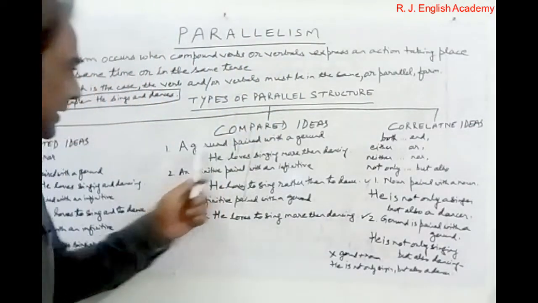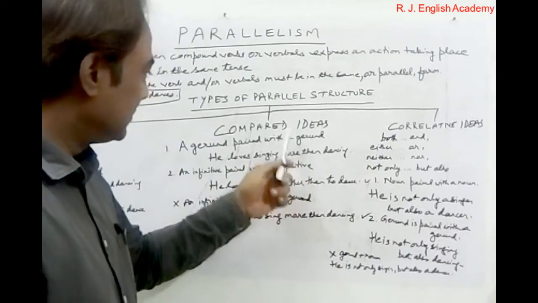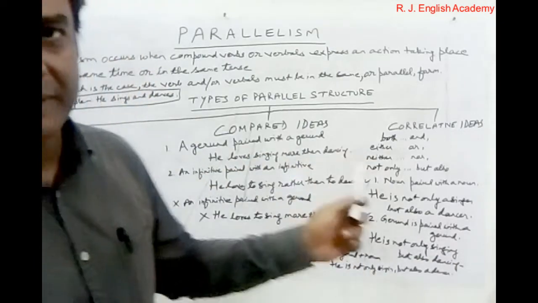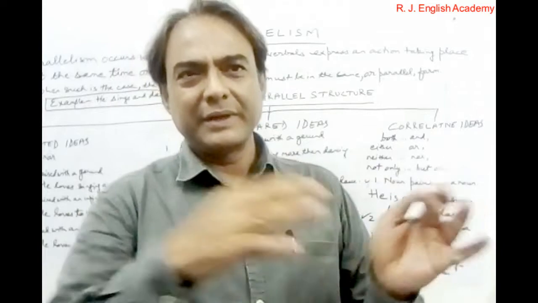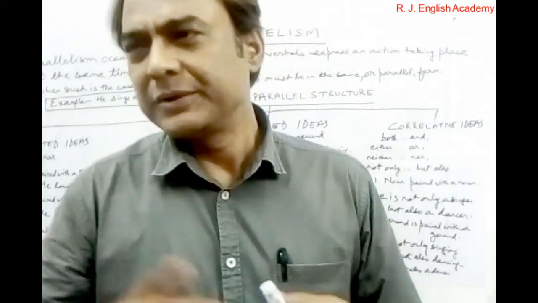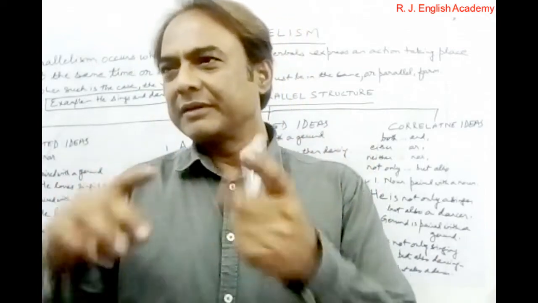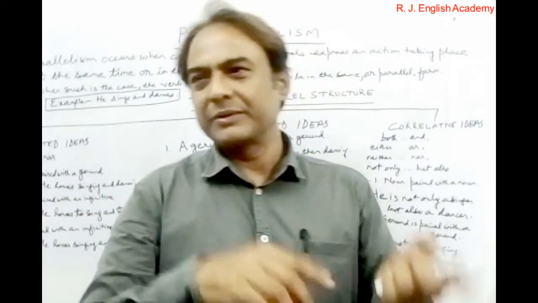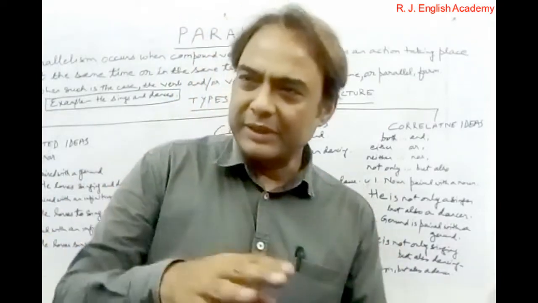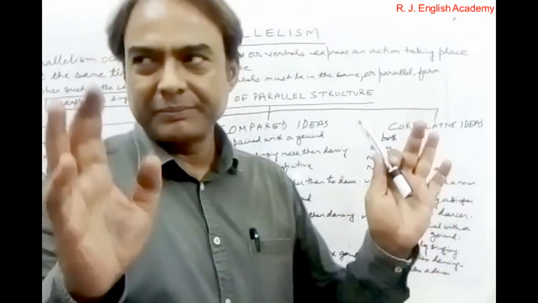Now, when we compare ideas, a gerund is paired with a gerund. The same thing happens everywhere. A gerund is paired with a gerund, or an infinitive is paired with an infinitive, or a noun is paired with a noun. You cannot mix and match. A gerund cannot go with an infinitive, an infinitive cannot go with a gerund, a noun cannot go with a gerund, a gerund cannot go with a noun. You cannot mix. You have to use the same type.